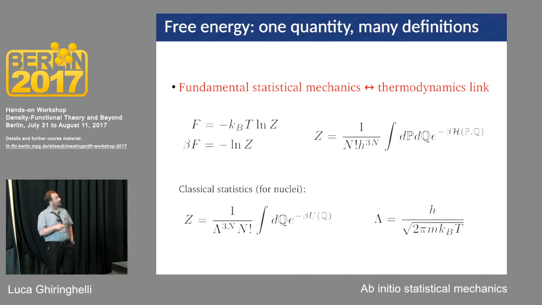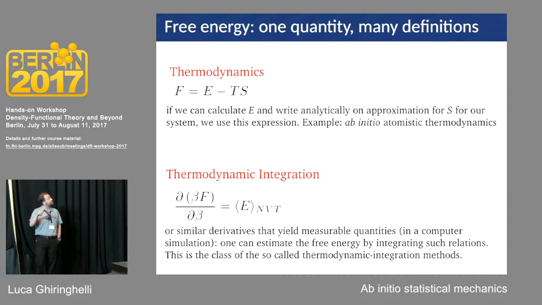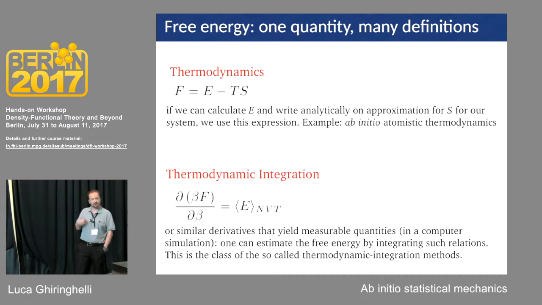So in thermodynamics, the free energy is E minus TS. Simple and good. Actually, if you can take the entropic term properly, that's it. You can evaluate the free energy of a system simply. And there is a method called ab initio atomistic thermodynamics that actually exploits this fact. So basically, with energy and a little bit of reasoning on the system, you get out free energy.